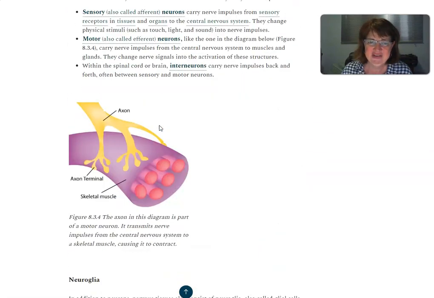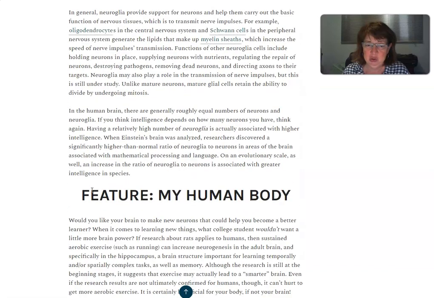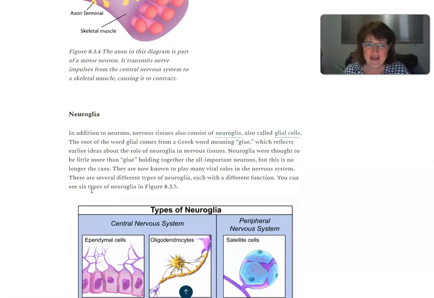Then there are different types of neuroglia. Now, neuroglia is the glue that holds things together. And their job is to connect and also nourish. There are four types in the central nervous system and two in the peripheral nervous system. And again, we will go into more detail on that when we go into the nervous system itself. So that's all you need to know for this part.